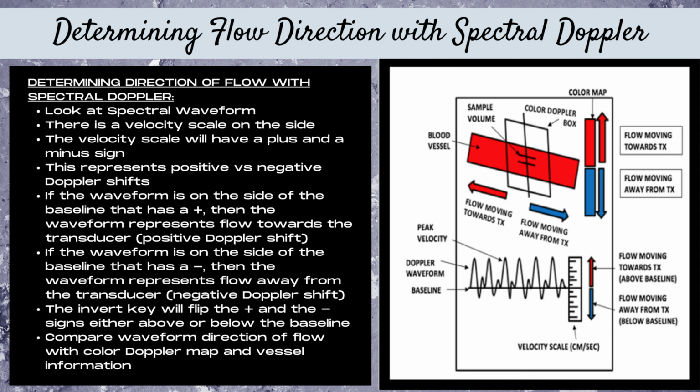And this could either be located above or below the baseline, dependent upon whether or not the invert key is on. If the waveform is on the side of the baseline that has negative numbers, then the waveform represents flow moving away from the transducer and a negative Doppler shift. And the invert key is going to flip the positive and the negative signs either above or below the baseline. So it's crucial to compare the waveform direction of flow with the color Doppler map and vessel information to understand the true direction of flow within a vessel.